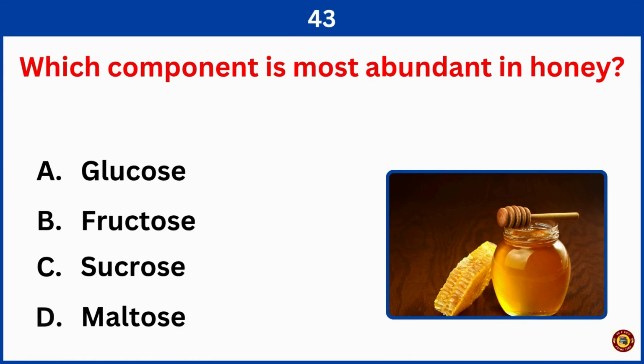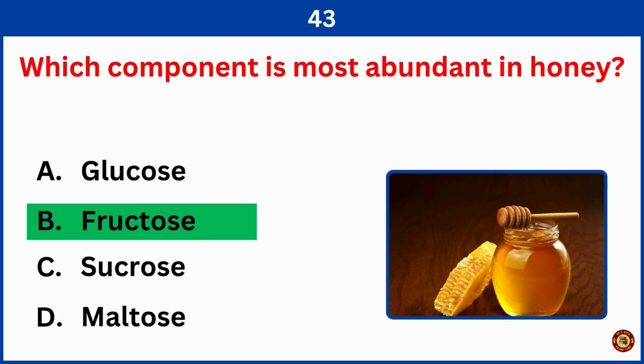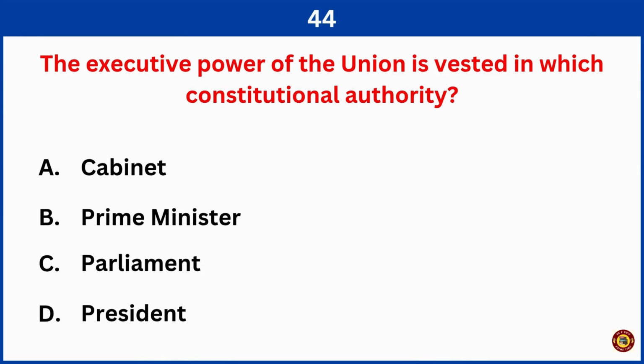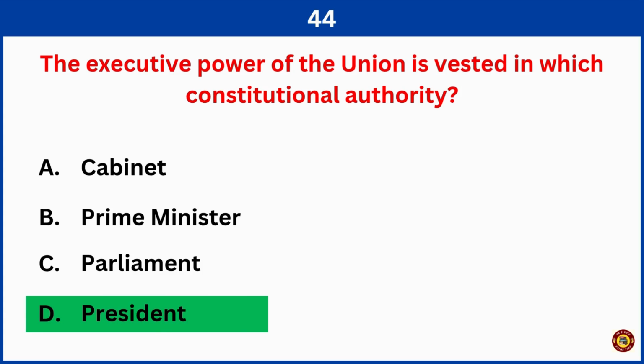Which component is most abundant in honey? Right answer is option B, fructose. The executive power of the Union is vested in which constitutional authority? Right answer is option D, the President.